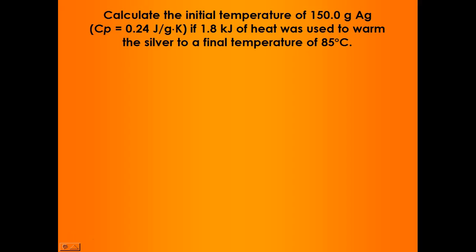The second question asked me to find one of the two temperatures. It asked me to find the initial temperature of 150 grams of silver, given the Cp value, if 1.8 kilojoules of heat was used to warm the silver to a final temperature of 85 degrees Celsius. So this time I want to solve for delta T, which would be Q over mCp.